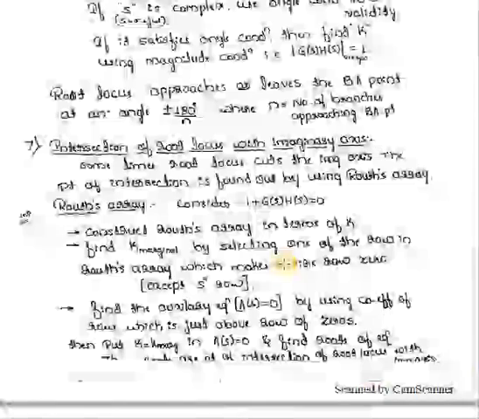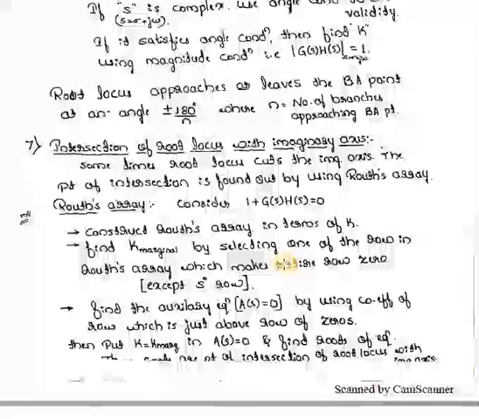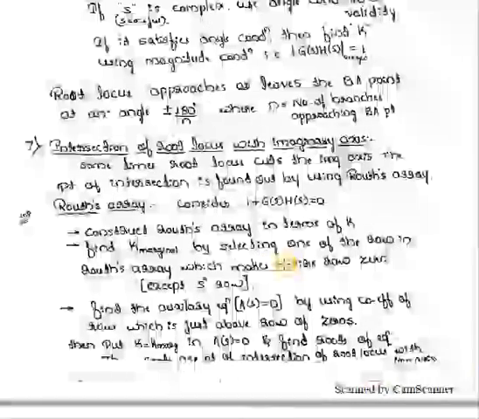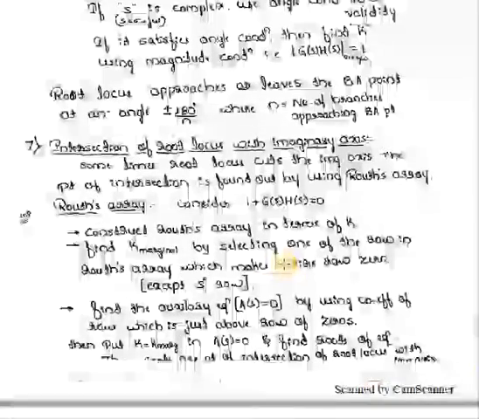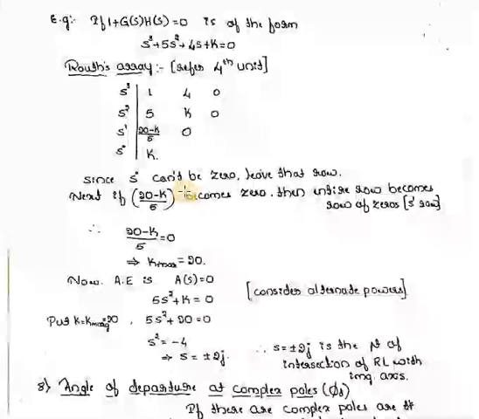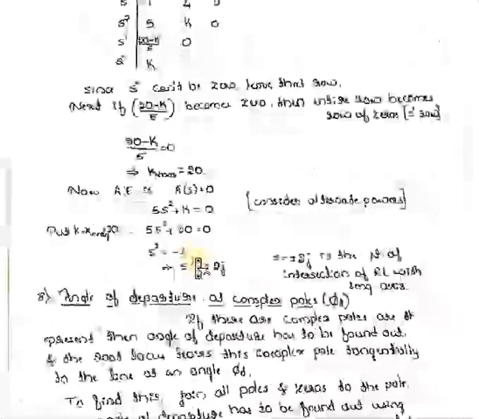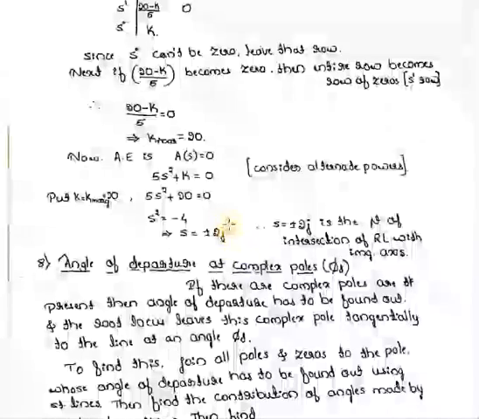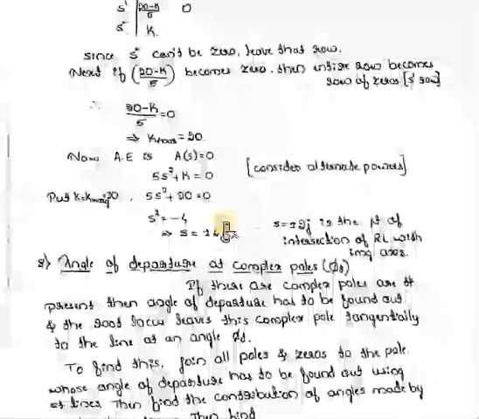Then the seventh one is the intersection of root locus with the imaginary axis. If it is tending to infinity, then definitely it has to cut the imaginary axis. For that, you need to construct the Routh array. Then you need to find out the auxiliary equation. From that auxiliary equation, you will get the value of the intersection with the imaginary axis. Okay.